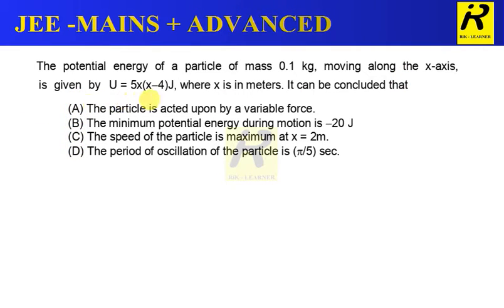The first option says the particle is acted upon by a variable force. Option B says the minimum potential energy during motion is minus 20 joules. Option C, the speed of the particle is maximum at x equals 2 meter. Option D, the period of oscillation of the particle is pi by 5 second.